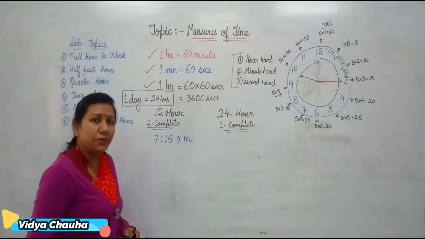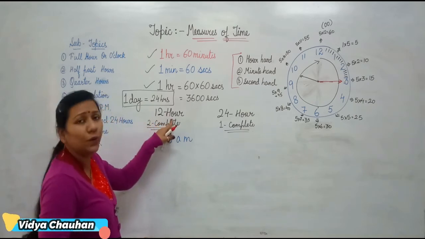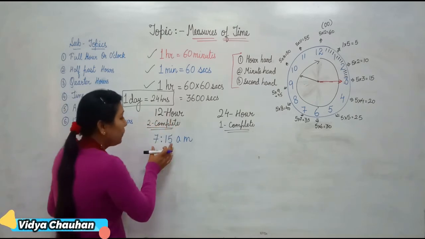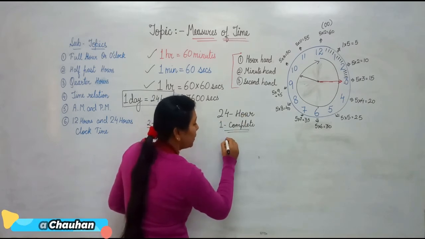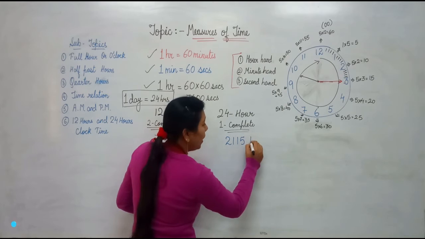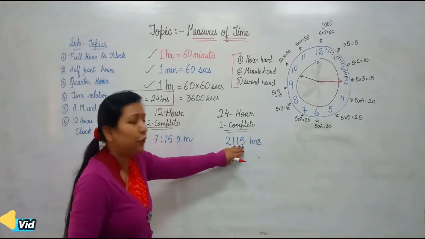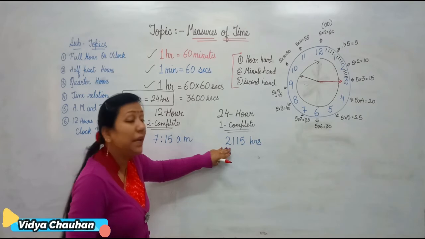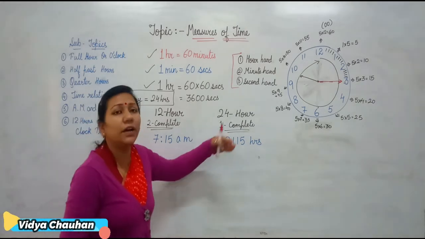Suppose the time is 7:15 AM. So this time is actually in 12-hour clock. Now if I write some time in 24-hour clock, that could be written as 21:15 hours. That means in the 24-hour clock, time may exceed, that means the hour hand may exceed the value 12.